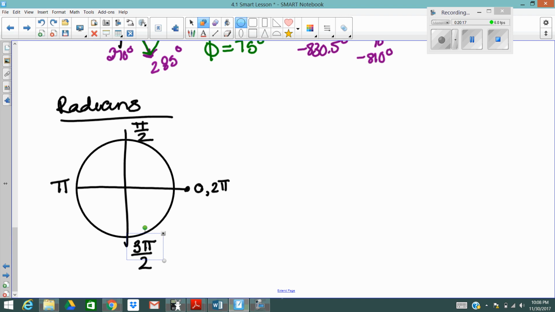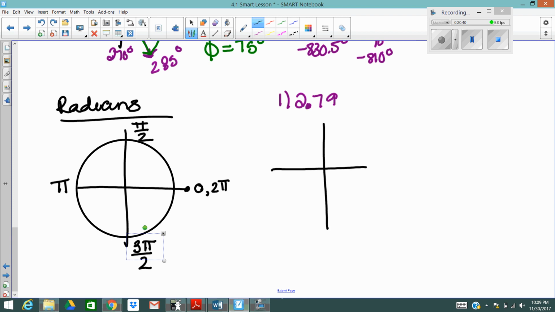So let's go ahead and do another example. Let's do the same directions. So let's graph our angle. Let's find the reference angle and find two terminal angles, but let's use radians. So example 1, let's do 2.79 radians.